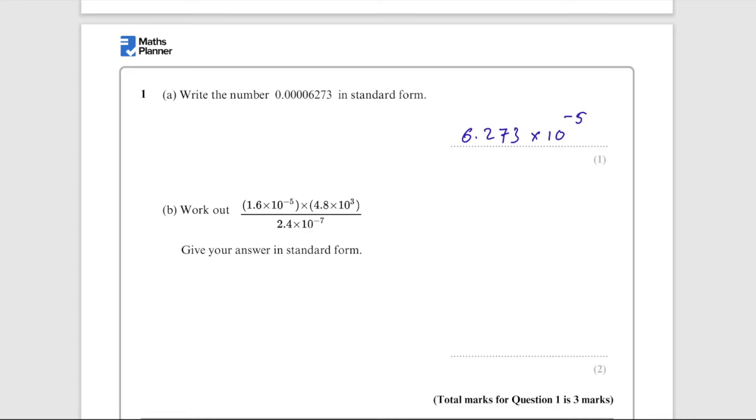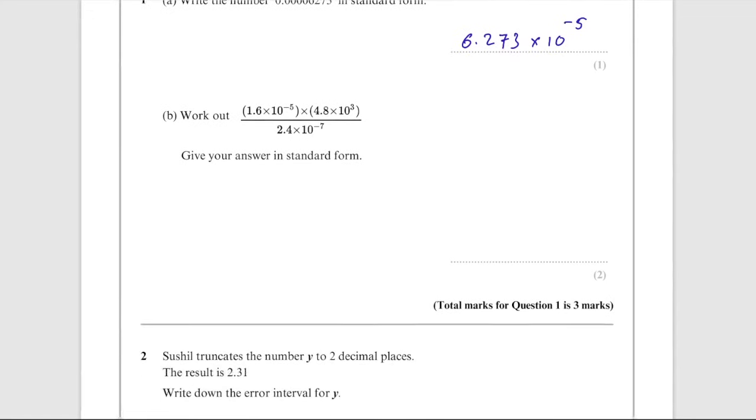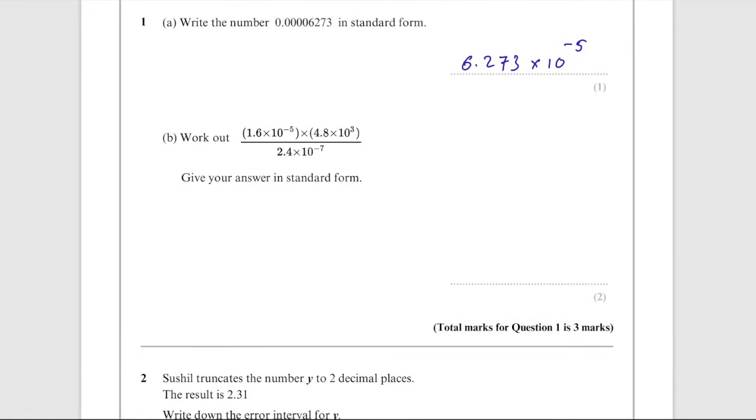I haven't got a mark scheme for this, so I'm doing this from scratch. Hopefully I won't make too many mistakes.